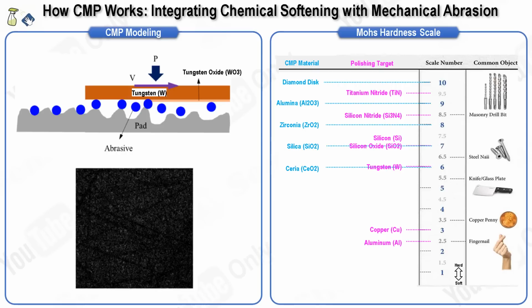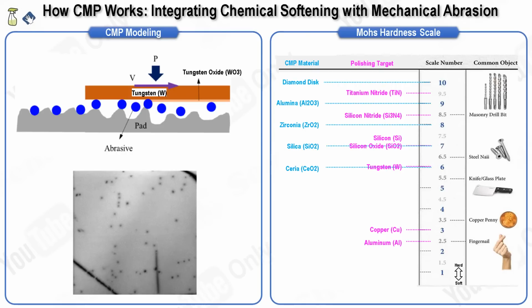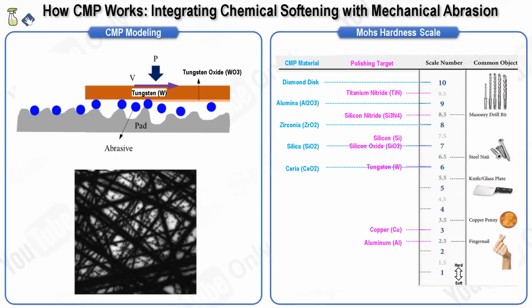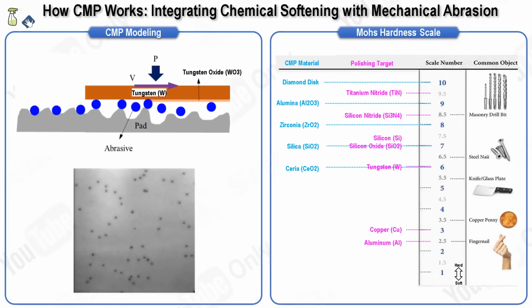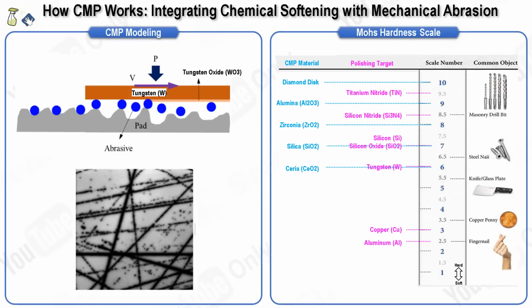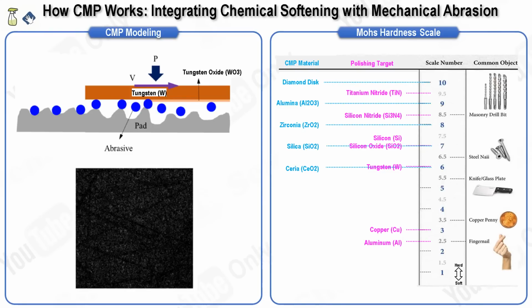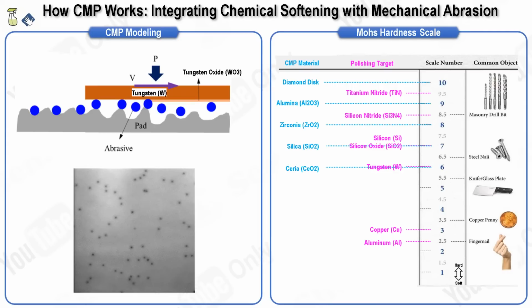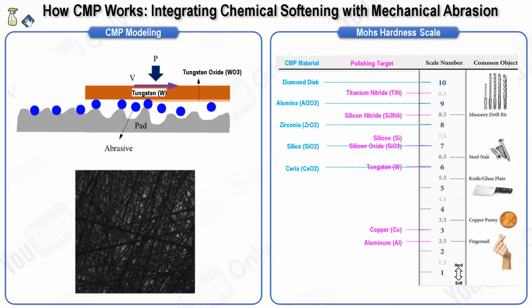The CMP process operates by rubbing the wafer, which has a deposited layer to be polished, against a polishing pad. During this process, a slurry containing abrasives is supplied between the wafer and the polishing pad to facilitate friction. As shown in the illustration to the left, pressure is applied to the wafer, and both the wafer and the polishing pad rotate in the same direction, creating friction. The polishing in the CMP process results from a combination of chemical and mechanical actions.